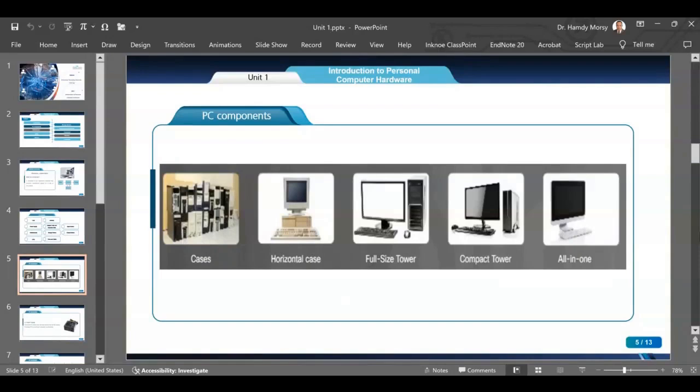Cases come in many forms, such as the case that contains the computer in the traditional case, which is the horizontal case, and this is not available now. In the full-size tower, which was available until this moment, there is a compact tower, which is a smaller computer. Later, it became very popular, the all-in-one PC.